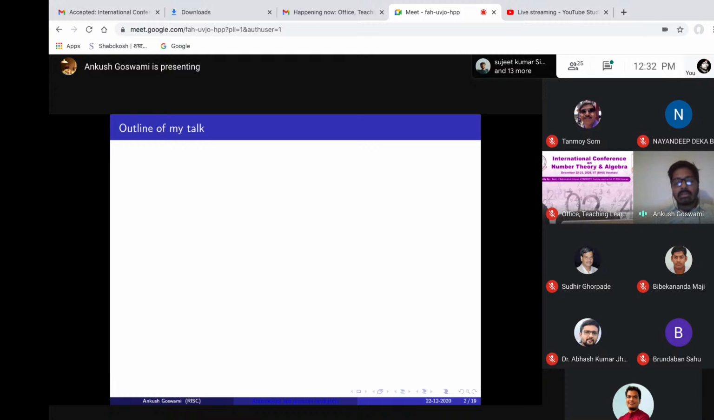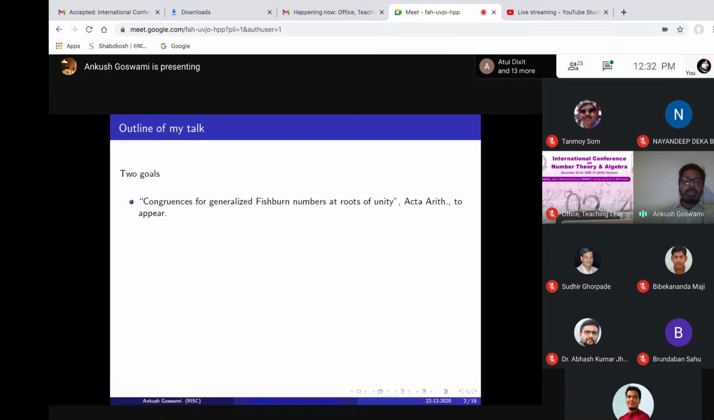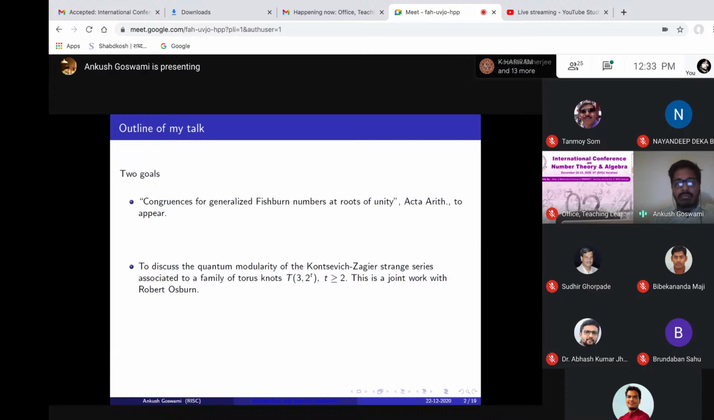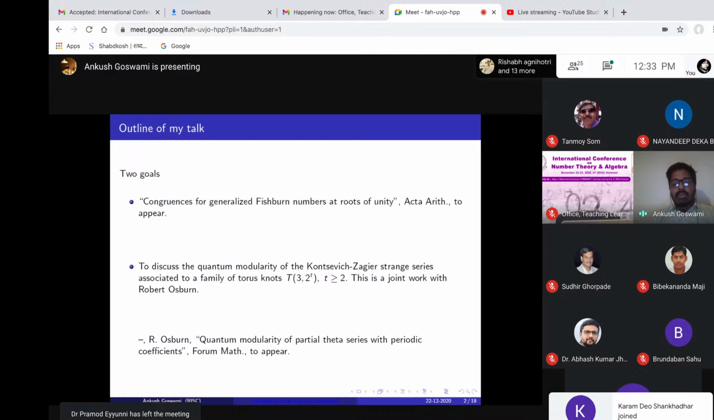So the first goal is going to be on results in this paper, which is to appear in Acta Arithmetica, and it is titled Congruences for Generalized Fishbone Numbers at Roots of Unity. And then the second goal of my talk today is going to be to discuss the quantum modularity of the Kontsevich-Zagier strange series associated to this family of torus knots, T(3, 2^t), where the small t is bigger than or equal to 2. And the second part of my talk is a joint work with Robert Osburn at University College Dublin. And this second part of my talk is actually a very special case of a more general result with Robert. And the title of that paper is Quantum Modularity of Partial Theta Series with Periodic Coefficients. And this paper is to appear in Forum Mathematicum.